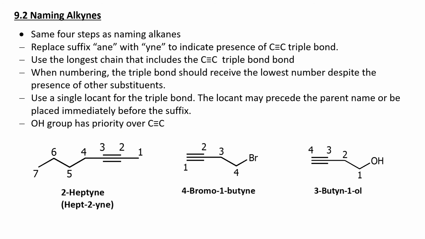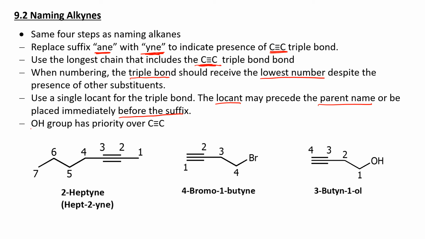All right, we learned how to name alkanes and alkenes. Now let's look at alkynes, when we have a carbon-carbon triple bond. The only difference here is we're replacing the -ane with the -yne to indicate the presence of a carbon-carbon triple bond. Again, the longest chain should include the carbon-carbon triple bond, and we want to give the triple bond the lowest possible number.